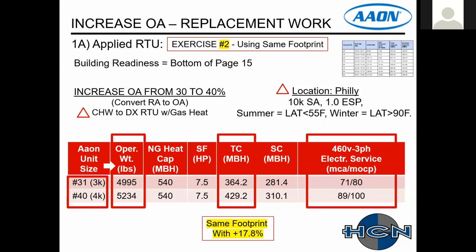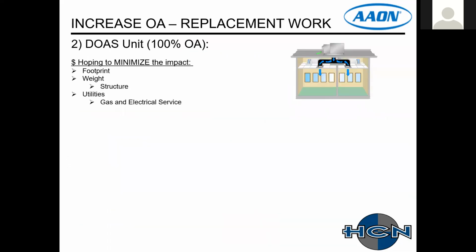Obviously on the weight, the electrical maybe is a little bit questionable. And then I just want to also point out that keeping the same gas service as before, my leaving air temperature changed from 95 to 89, which, you know, I probably would consider that not to be an issue. All right. So replacement work for that was previously on rooftop units. Now we're talking about DOAS units.